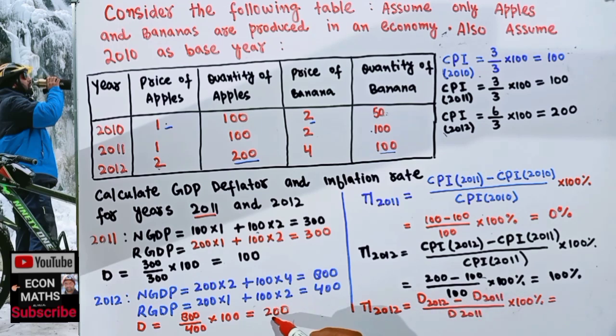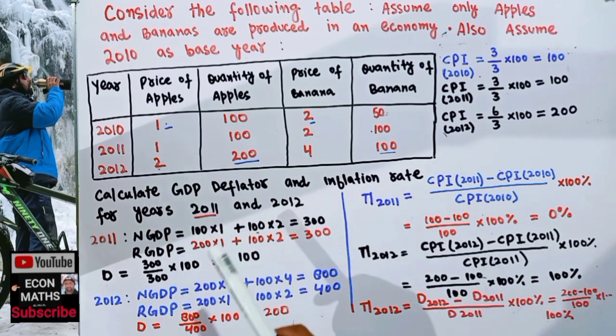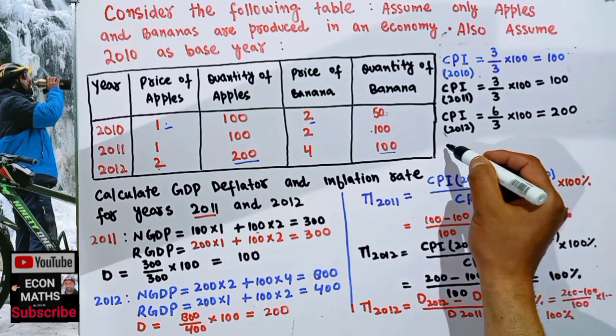So for 2012 we have 200 minus 100 divided by 100. Again, we multiply by 100%, and we get 100% as the inflation rate for 2012 if we use the GDP deflator method. And what is the value of the GDP deflator for the base year? You can also calculate it like we calculated the CPI for the base year.